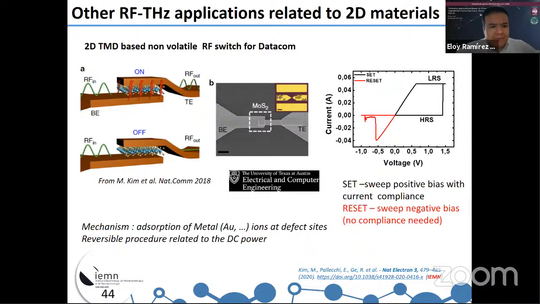Okay, perfect. Second question. Regarding the two-dimensional radio frequency switches, what is better for high speed applications? Molybdenum disulfide switch or a hexagonal boron nitride switch? Which is better? I will say it.